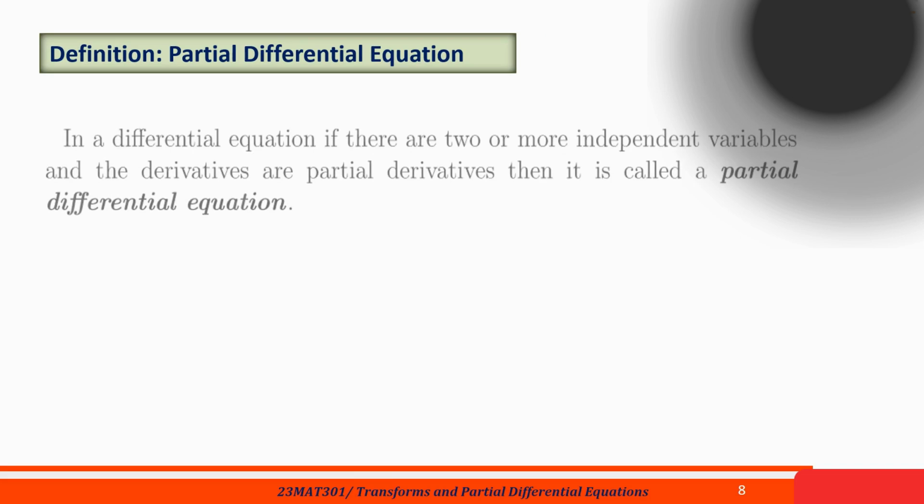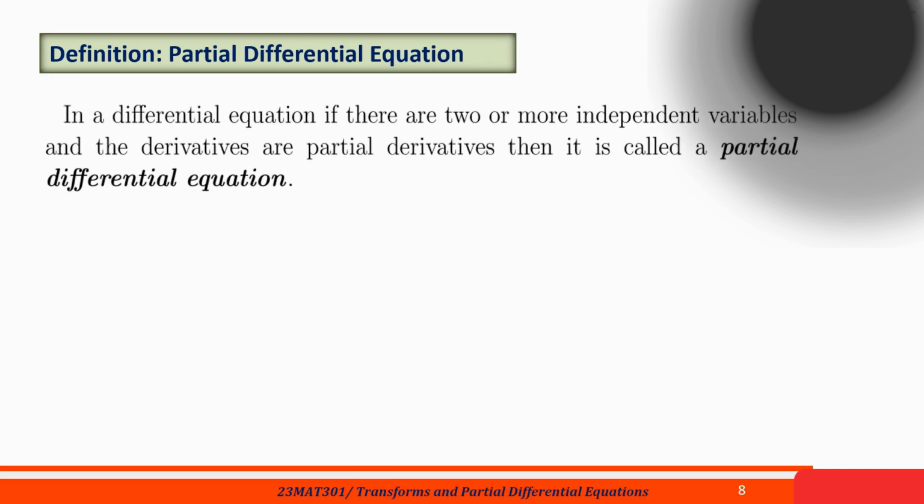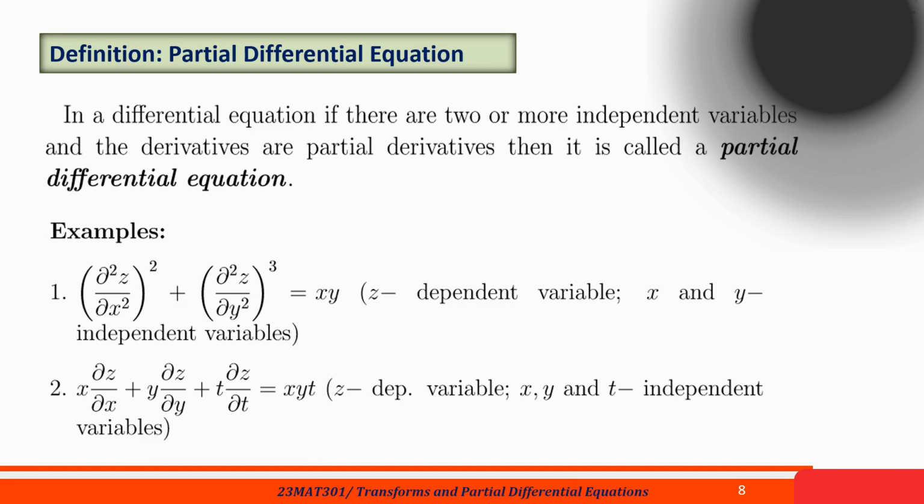So what is a partial differential equation? In a differential equation, if there are two or more independent variables and the derivative or partial derivative, then it is called a partial differential equation. So if an equation is given to you and you have two or more independent variables and a partial derivative also there, that is known as a partial differential equation. I have given an example here. Go over the first example.